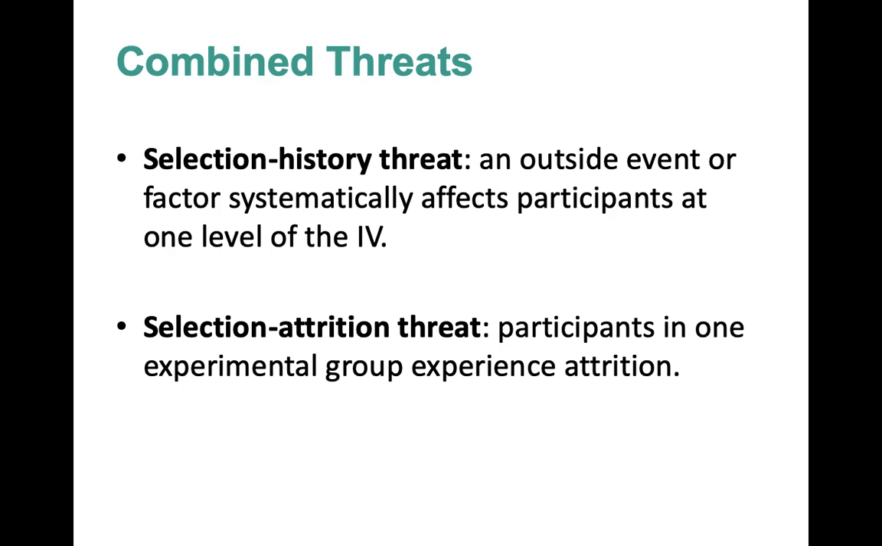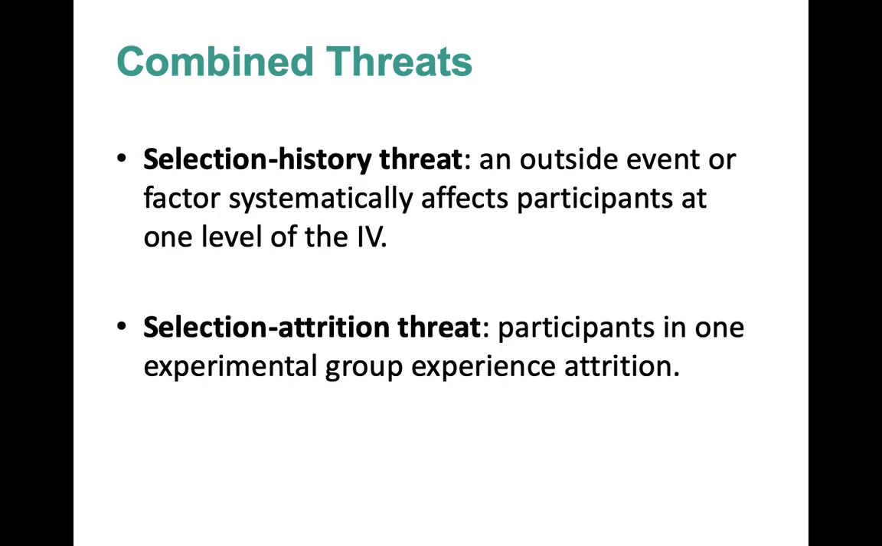So then when stress levels are measured at the end of the intervention, it looks like students in the meditation group are a lot less stressed out. But that could be because there was this history threat in the control group. The control group is actually more stressed out due to this event that happened with the instructor. So that's an example where you could get a selection history threat.